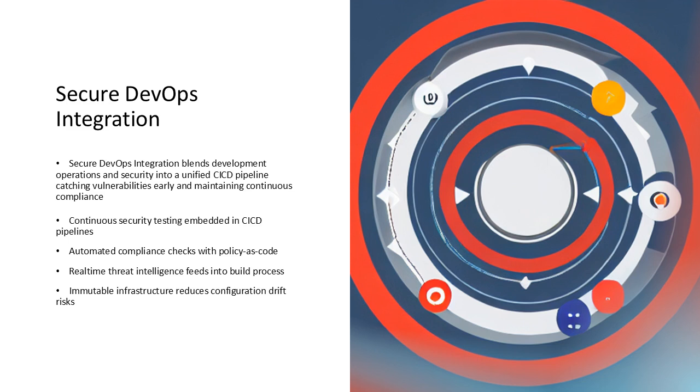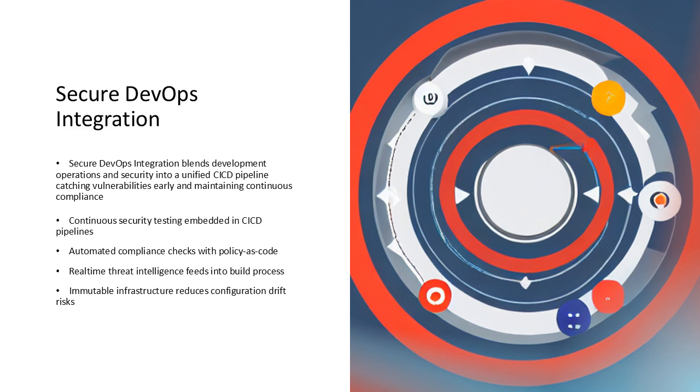Secure DevOps integration. Secure DevOps integration blends development, operations, and security into a unified CI/CD pipeline, catching vulnerabilities early and maintaining continuous compliance. Continuous security testing embedded in CI/CD pipelines. Automated compliance checks with policy as code. Real-time threat intelligence feeds into build process. Immutable infrastructure reduces configuration drift risks.